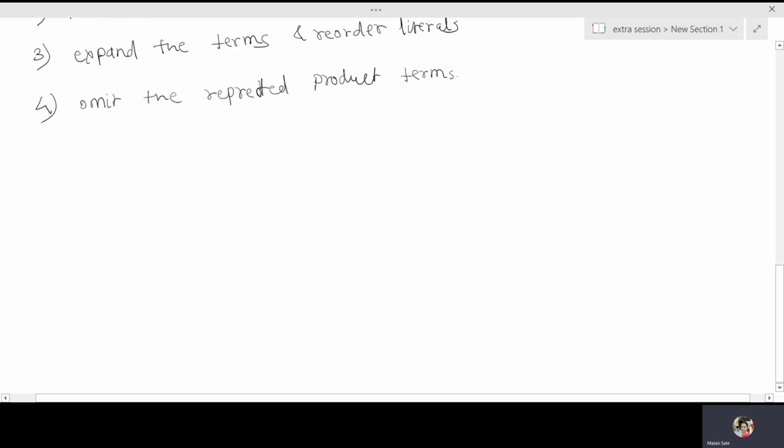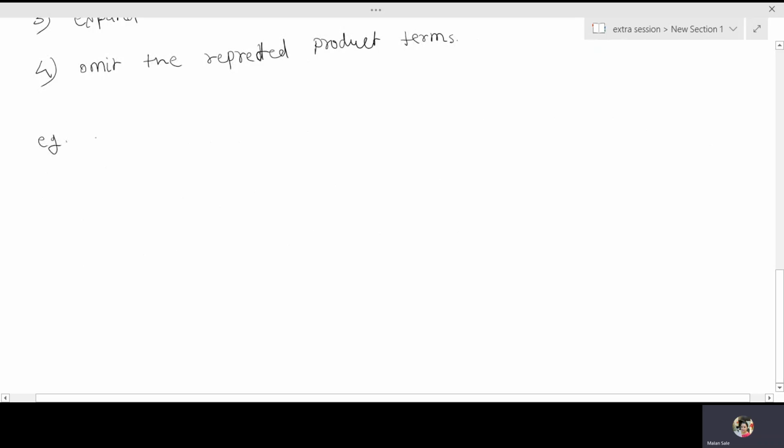Let's see one example. The Boolean function with the three variables f of ABC is given as AB plus BC. In this example, the first product term AB is not containing all literals. C is missing. In second product term, all literals are not present and the literal A is missing. Means this SOP expression is not in the standard SOP form. And to convert this SOP expression into the standard SOP form, we have to follow the 4 steps.